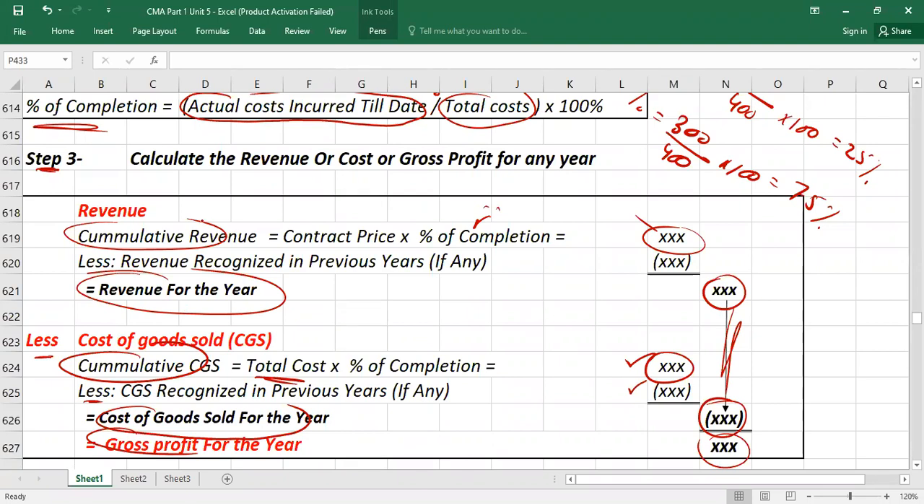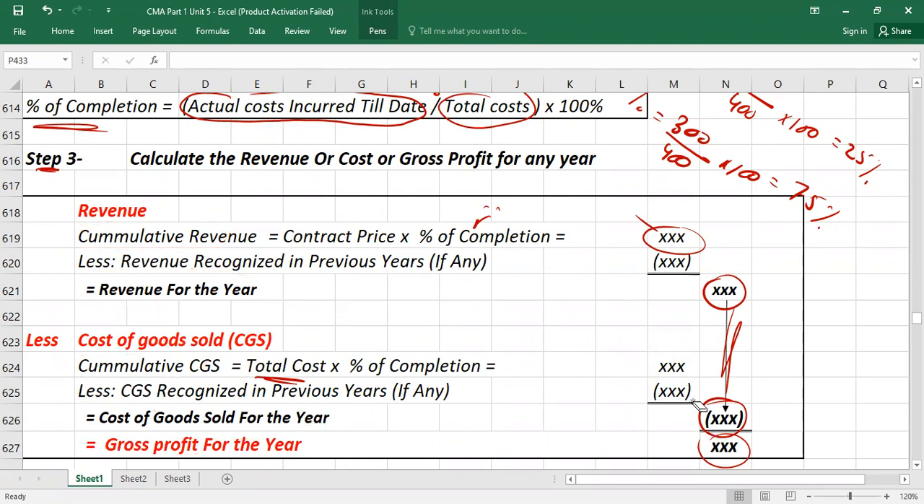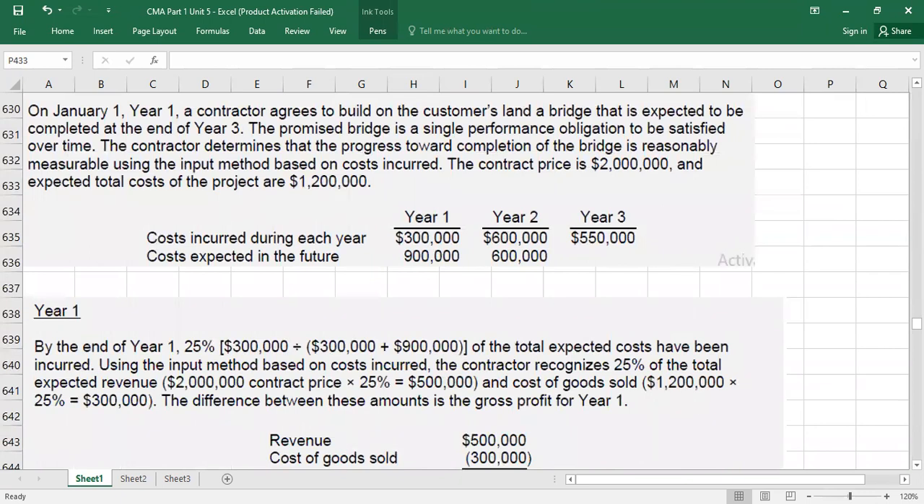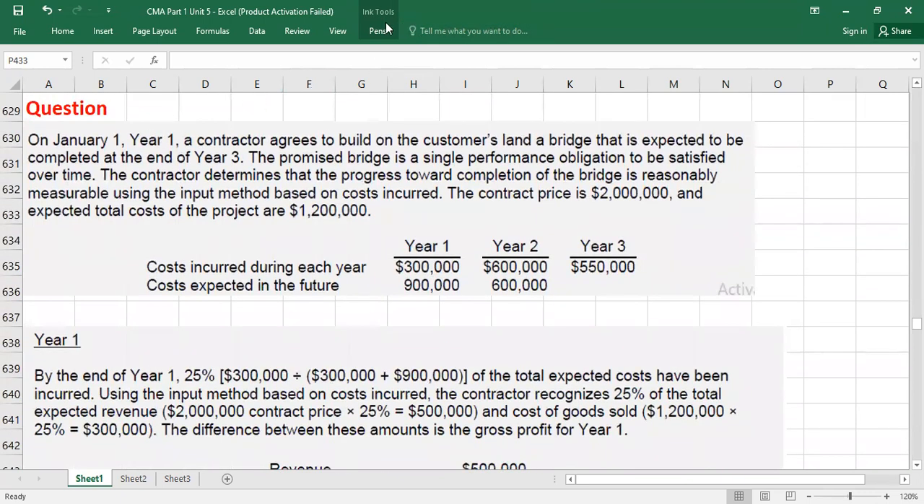Got it, guys? So now let's apply with the help of an example. I'm going to show you a little bit long example. I will do the calculation for all 3 years, and in all 3 years, we will repeat all these 3 steps. Understood? So here we go. I need your concentration now. I would request you to go through this example. You have to read this example from here till here only. And we will be doing the calculation for all 3 years.